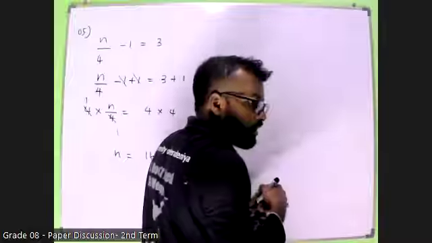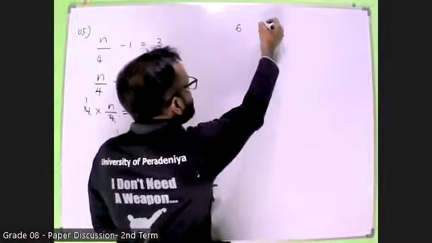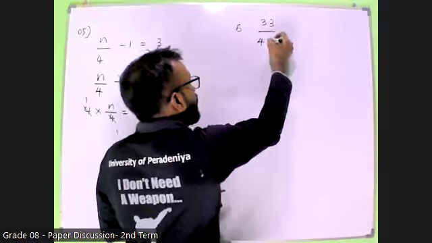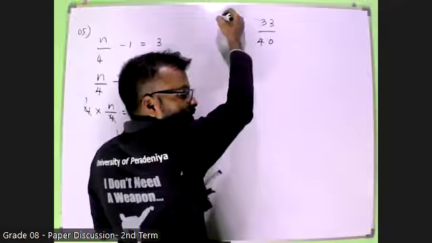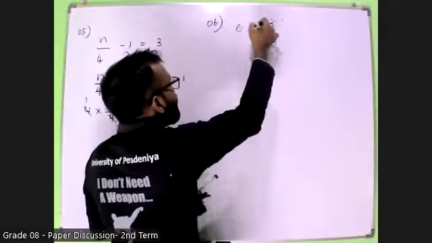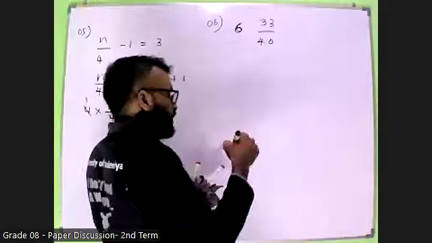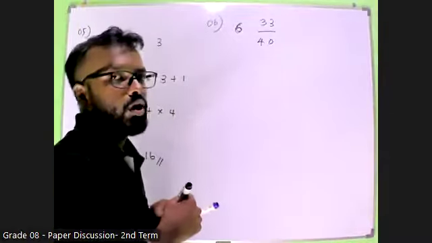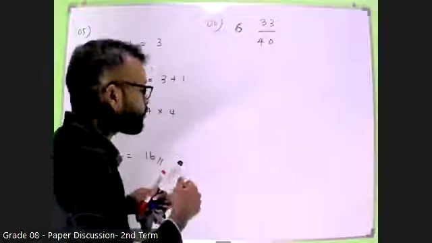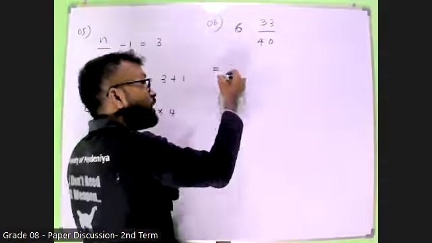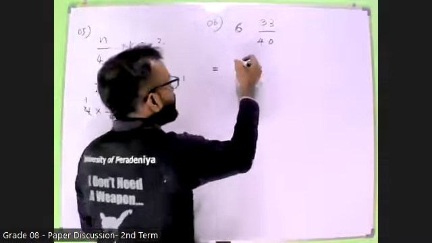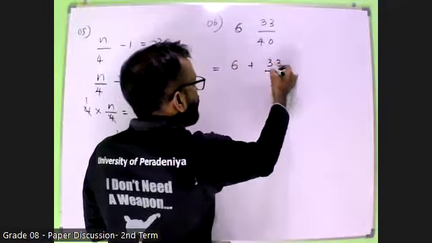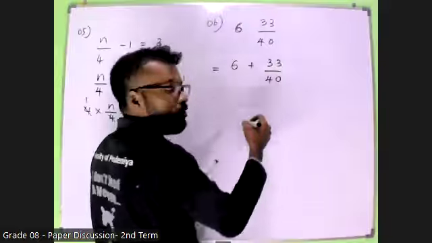Sixth one. Right? 6 and 33 upon 40 as a decimal number. So how do you do it? You know how to write this, right? We did a lot of examples on this in the class. 6 plus 33 upon 40. This is the way that you are going to do it.